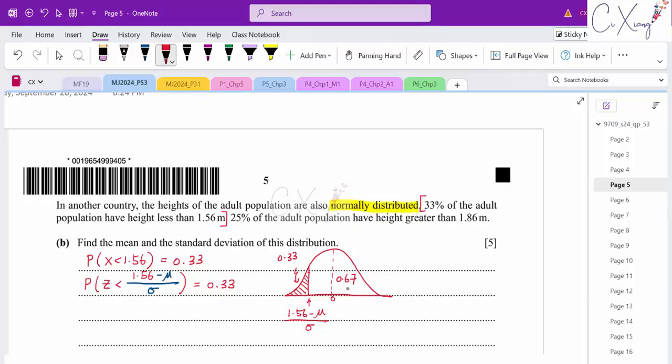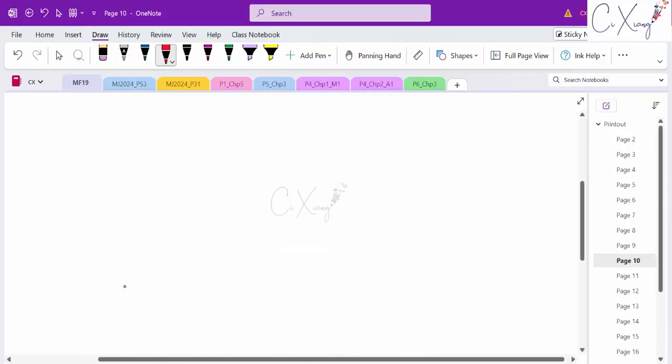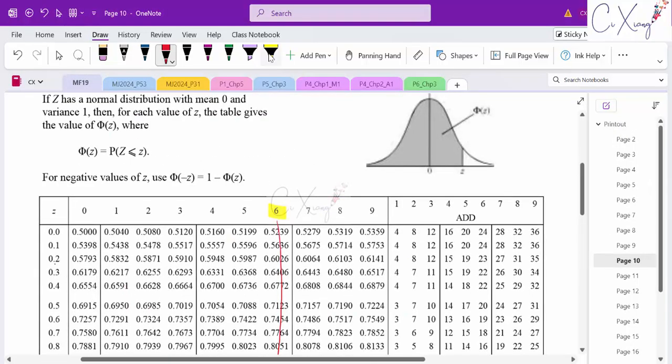How do I get 0.67? The total area under the graph is 1, so I take 1 minus 0.33 and I get 0.67. So I don't use 0.33, I use 0.67 here. Again, we go back to our table, looking for 0.67. You can see this value here, 0.67, and read the value outwards, outside. What we get is 0.44. So the value of Z for this probability is 0.44.